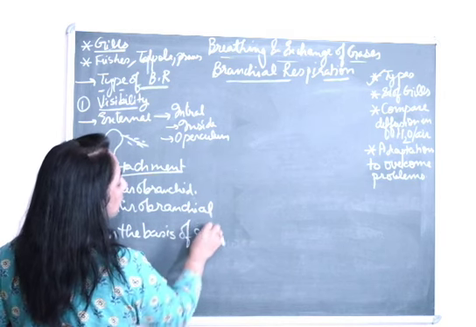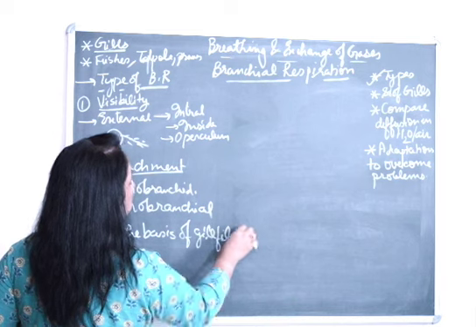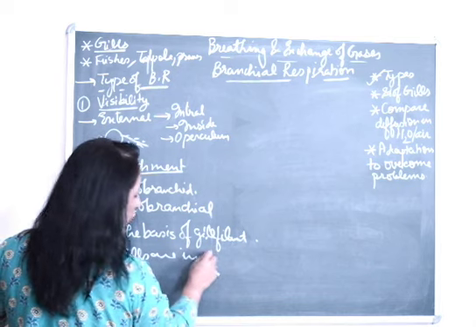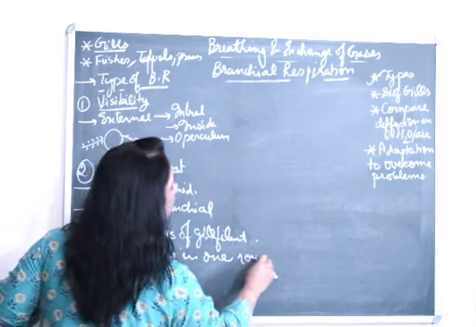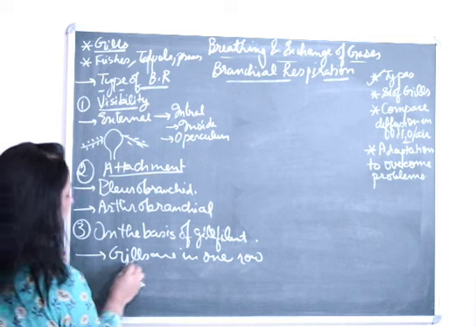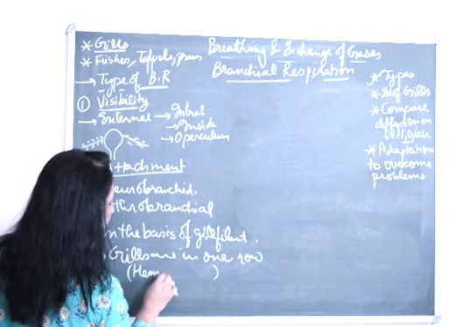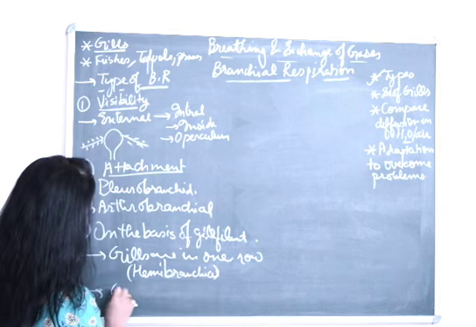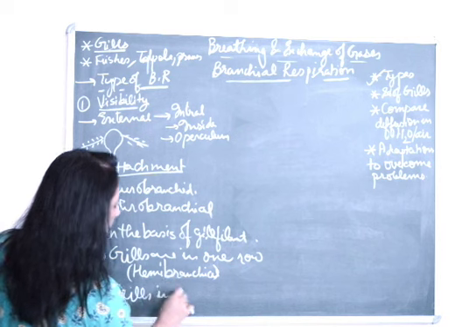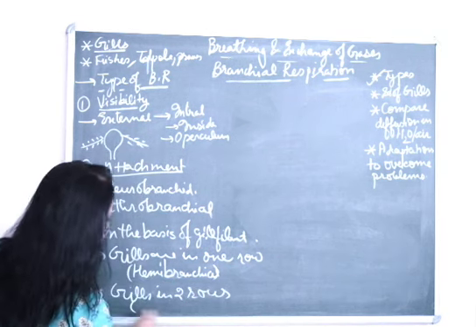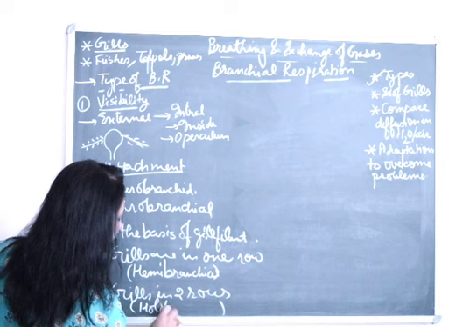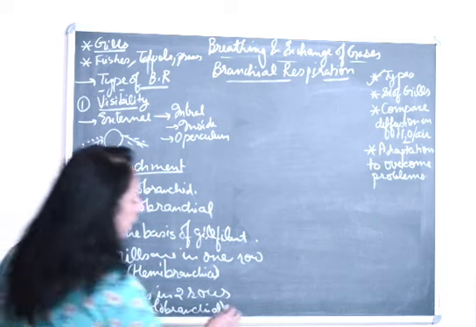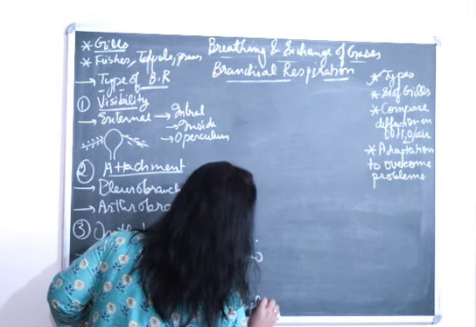Then the third type is on the basis of gill filaments, the number of gill filaments. When gills are in one row, that is only one row of gills is present, we call it hemibranchial. And when gills are in two rows, we call it holobranchial. Holobranchial gills are also complete gills.